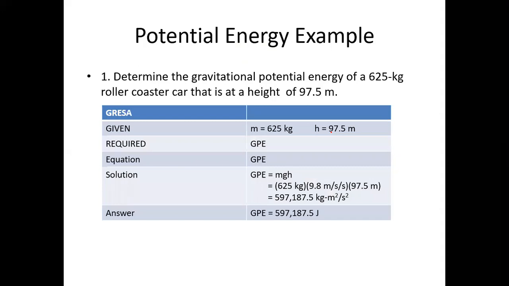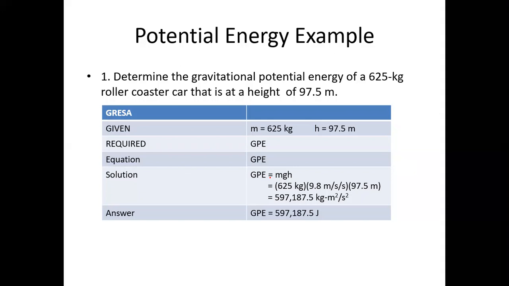Now let's have a sample problem for potential energy. Determine the gravitational potential energy of a 625 kilogram roller coaster car that is at a height of 97.5 meter. Using GRESA, the given are the mass, 625 kilogram, and the height, 97.5 meter. To solve for GPE, our required is GPE. The equation is GPE equals mgh.